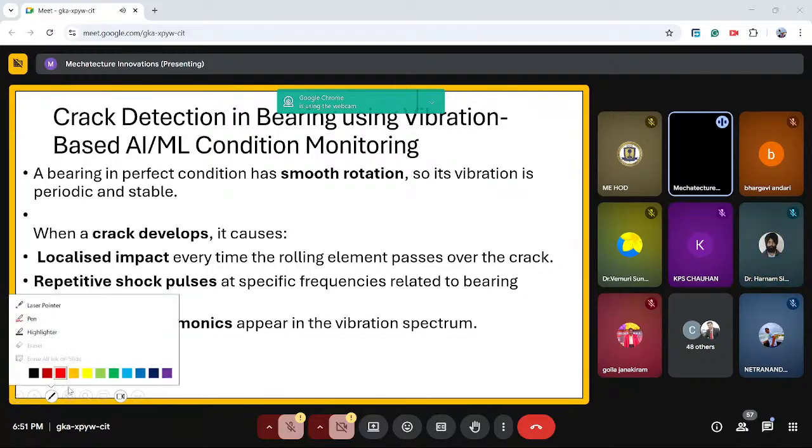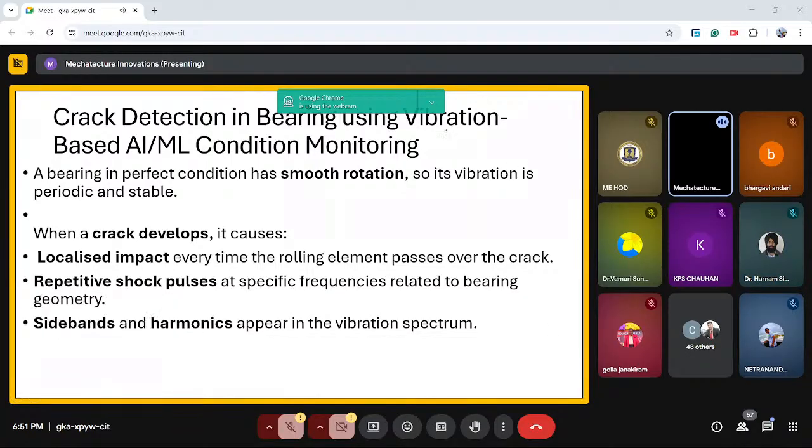What are harmonics? Let me use the mouse and try to explain. For example, if the entire machine is running at 1000 RPM, in the frequency domain there will be a peak at 1000 RPM. But when there is a crack, there are harmonics. Harmonics means multiples of 1000: at 2000 you will also have a peak, at 3000 also a peak, and at 4000 also a peak.